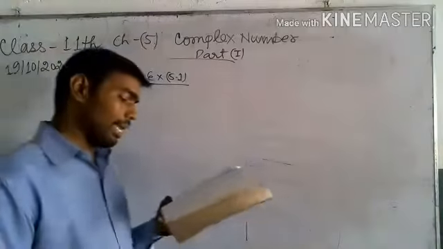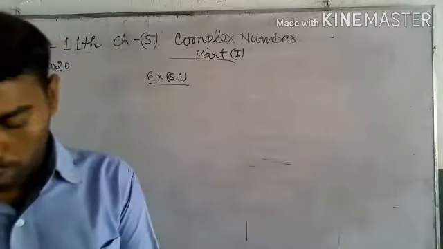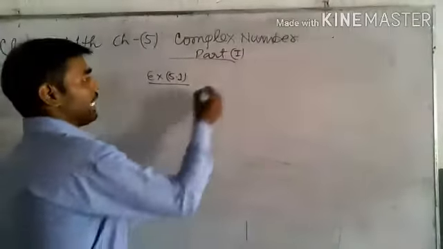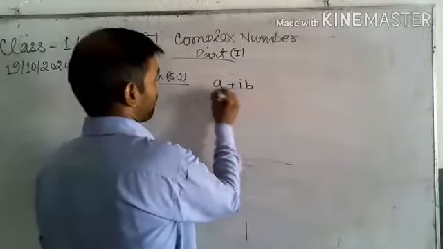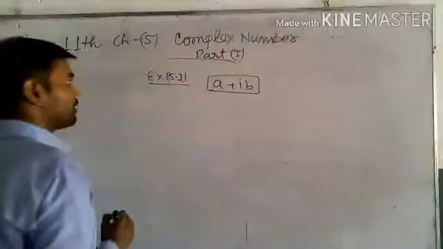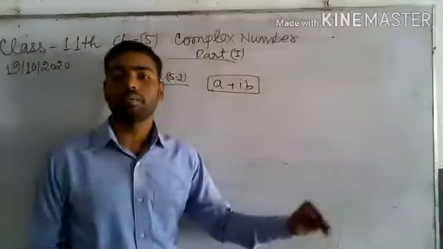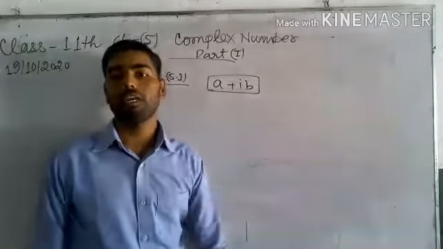Express each of the complex numbers given in exercises 1 to 10 in the form a plus ib. एक्सरसाइज 5.1 में जितने भी क्वेश्चन गिवन है उसको आप a प्लस ib फॉर्म में कन्वर्ट करो.